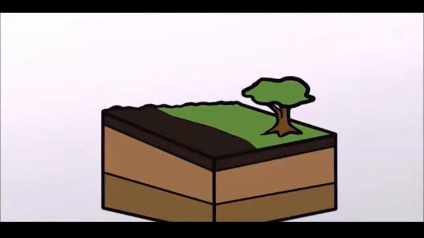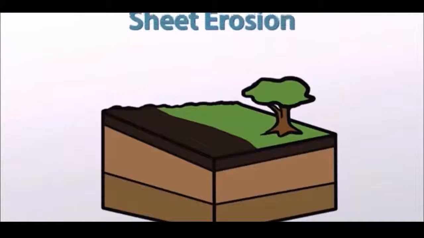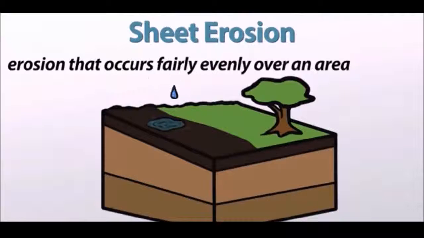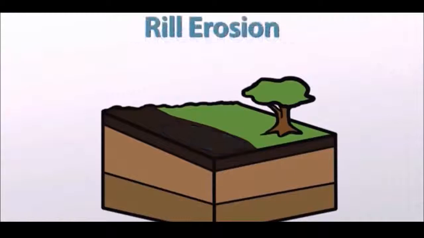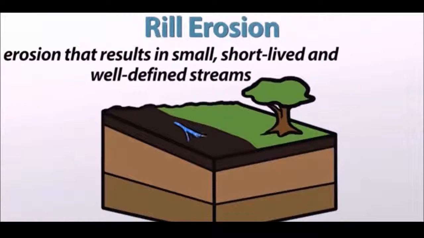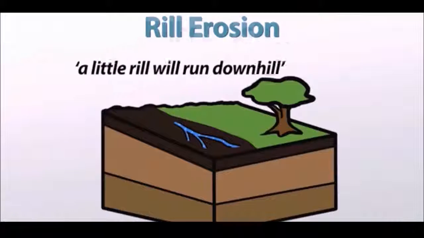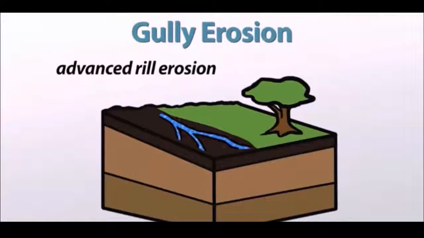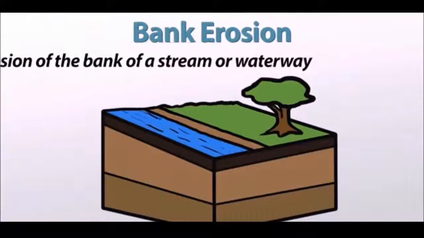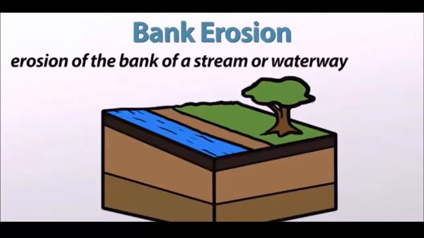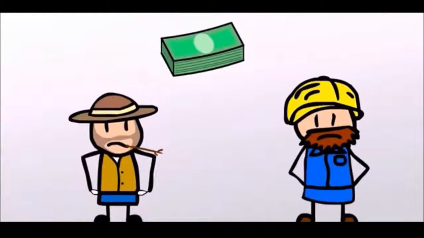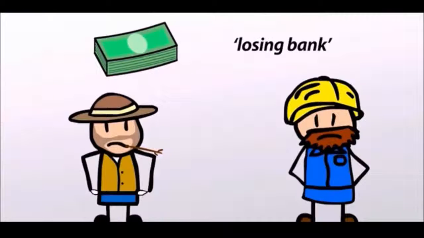There are different types of soil erosion caused by water. Sheet erosion is erosion that occurs fairly evenly over an area, like a bed sheet sliding off a bed. Rill erosion is erosion that results in small, short-lived, and well-defined streams. With rill erosion, we remember that a little rill will run downhill. Gully erosion can be thought of as advanced rill erosion, making larger ditches. Bank erosion is the erosion of the bank of a stream or waterway. Bank erosion can be costly and result in the loss of money, or in slang terms, losing bank.